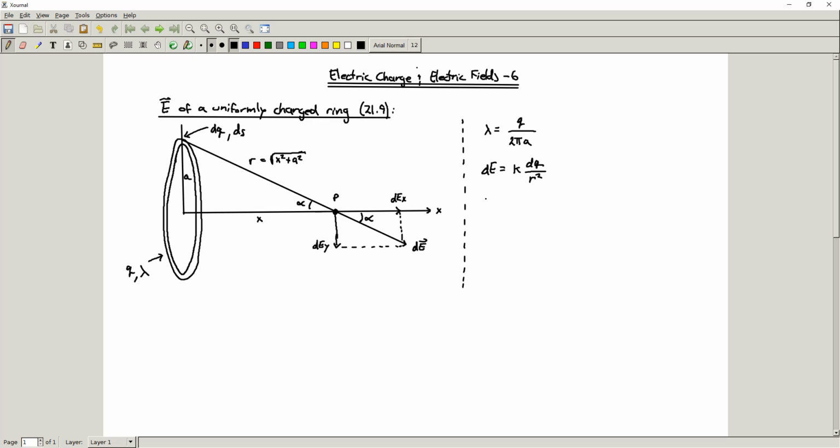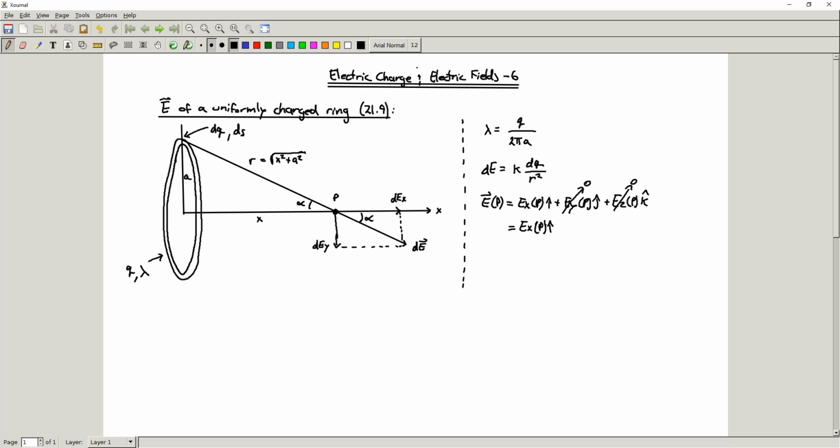And so I'm just going to write that out here. We're expecting that E at P, which is equal to Ex at P i hat, plus Ey at P j hat, plus Ez at P k hat, is going to have an Ey component of 0 and an Ez component of 0. So this is just going to be Ex at P i hat. Okay, so we only have to worry about calculating that one quantity.